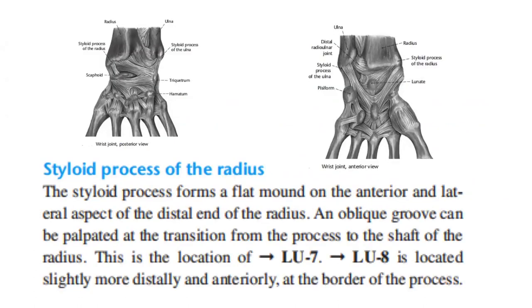So first, we discuss the styloid process of the radius. The styloid process forms a flat mound on the anterior and lateral aspect of the distal end of the radius. An oblique groove can be palpated at the transition from the process to the shaft of the radius. This is the location of lung 7, and lung 8 is located slightly more distally and anteriorly at the border of the process.